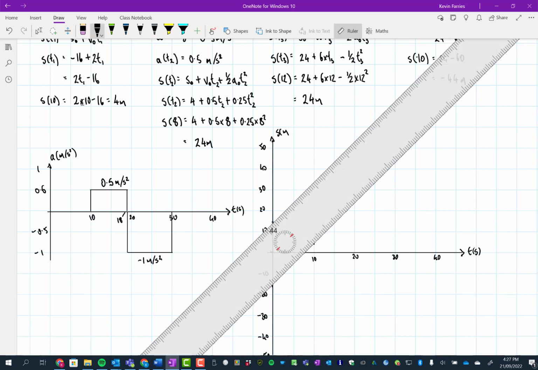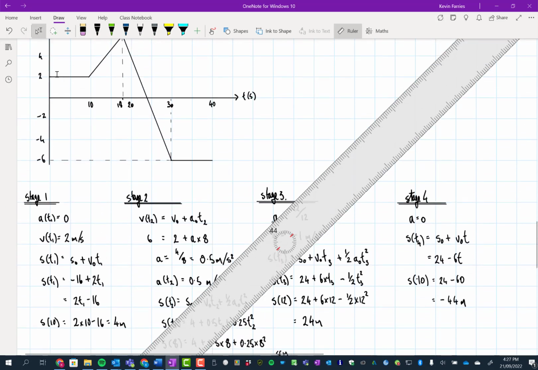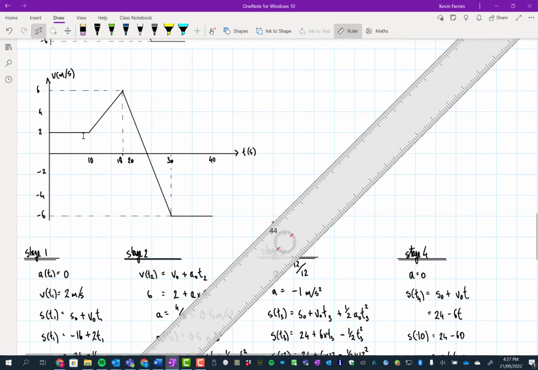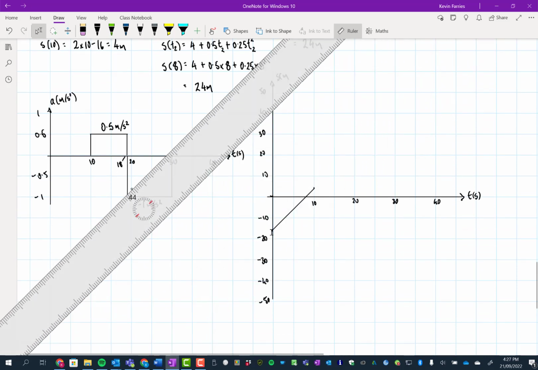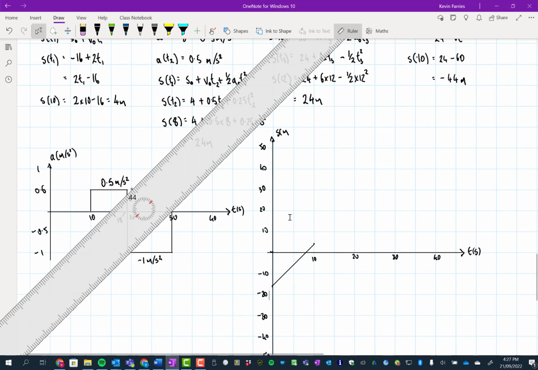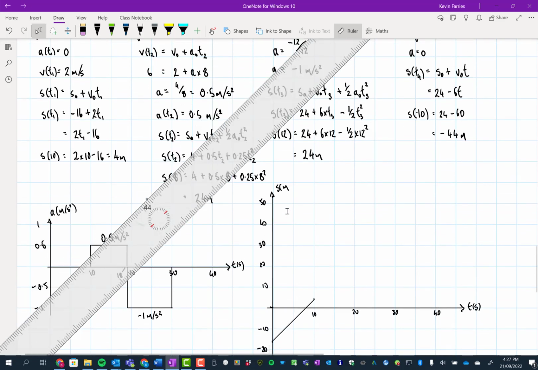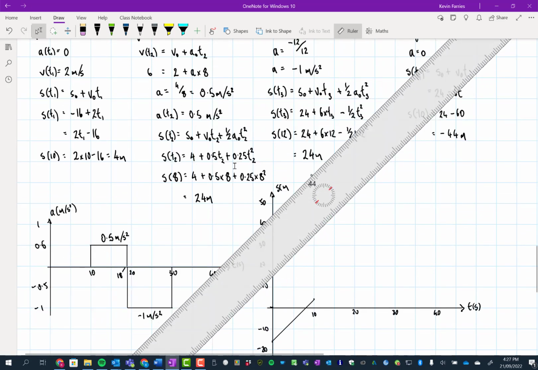Now let's just check that against these areas. So the velocity, it's the area of this. This is 2 meters per second times 10, so it should change by 20, and that's what we're getting. We're going from -16, and the change is the area under the velocity diagram. So it's going up by 20, so we're ending up at plus 4. So far so good. The next one, we might have to figure out some intermediate points.